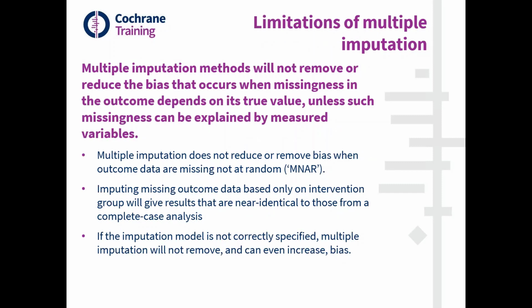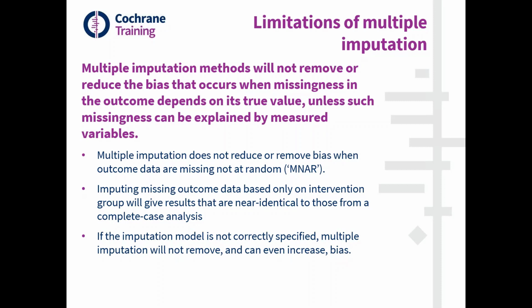There's a simple message here with regard to trials: multiple imputation, unfortunately, will not remove or reduce the bias that occurs when missingness in the outcome depends on its true value, unless this can be explained by measured variables, which in trials usually means variables that we measured at baseline. A more technical way to say that is that multiple imputation does not reduce, or certainly does not remove, bias when outcome data are missing not at random, Rubin's terminology, MNAR.